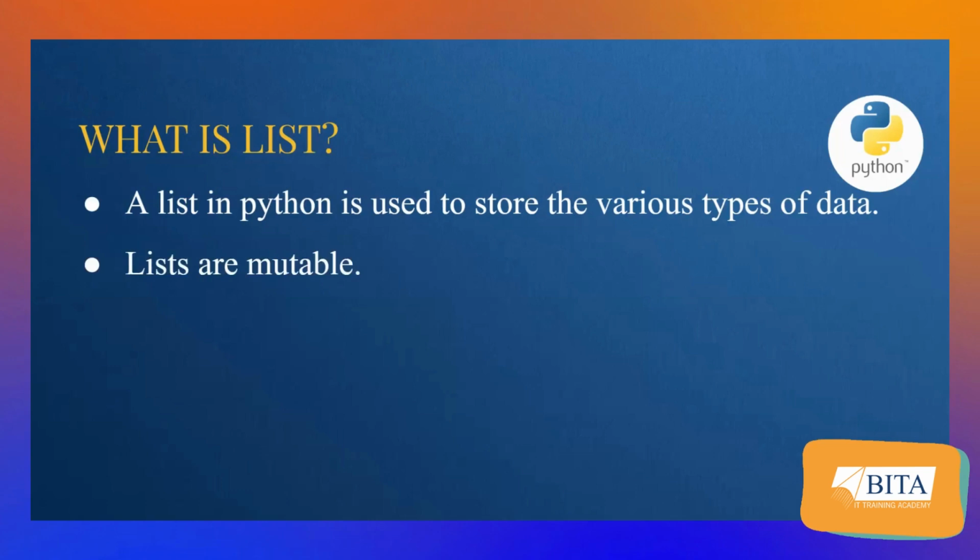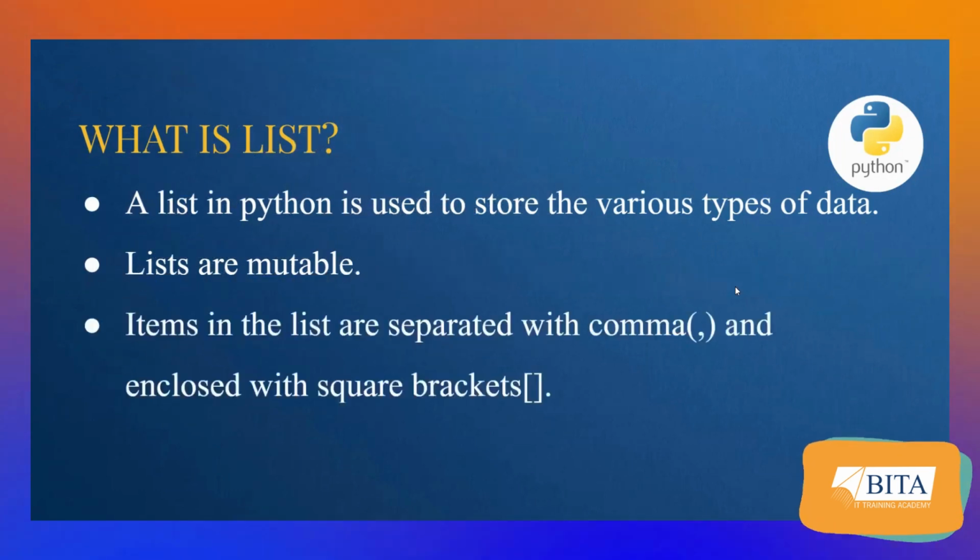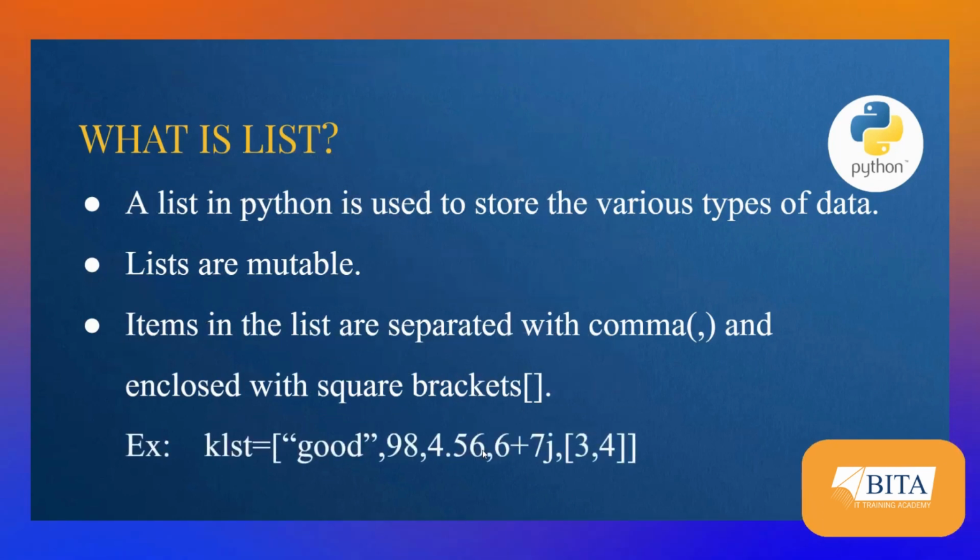Lists are mutable. What is mutable? Mutable means we can modify the data once we create it. So if you want to add some data or delete something, we can do that. That is called mutable data. The elements are separated with a comma separator and everything comes under the square bracket. Consider this example. I have a string input, integer, float value, complex, and one more list inside of my common list name.